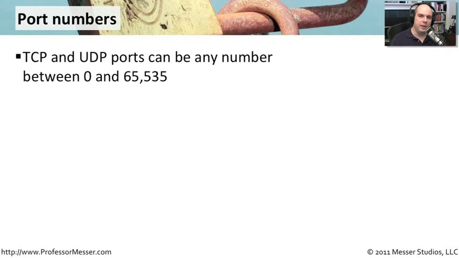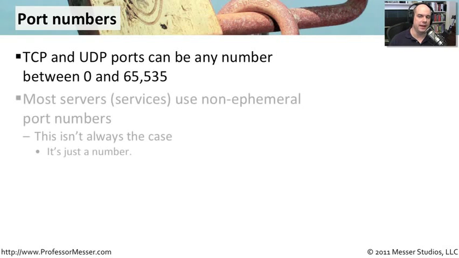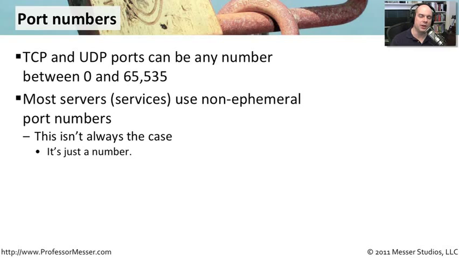Whether it's a TCP port or a UDP port number, it's usually a number that's going to range somewhere between 0 and 65,535. When we're discussing port numbers on a server, usually it is this non-ephemeral port number that we're talking about. It's that port 80 that's never going to change. It's always going to be port 80.